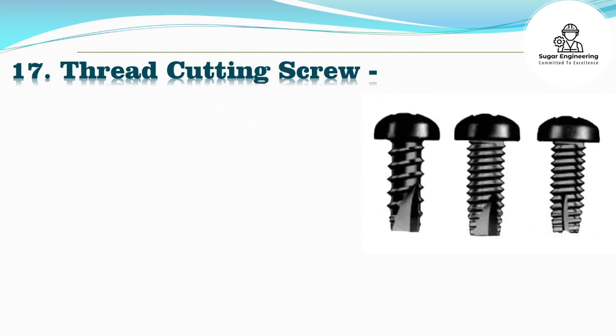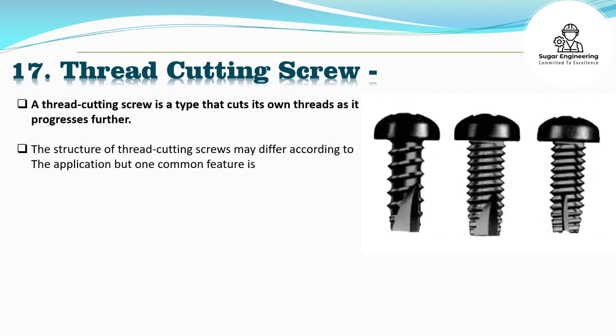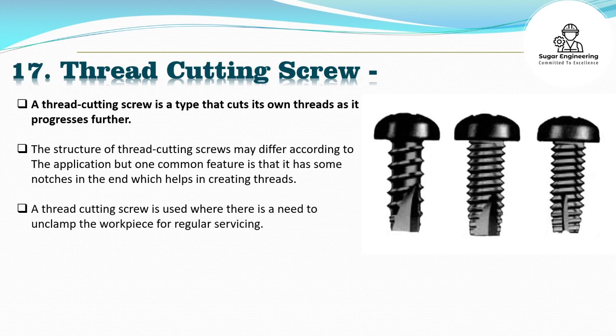17. Thread cutting screw. A thread cutting screw is a type that cuts its own threads as it progresses further. The structure of thread cutting screws may differ according to the application, but one common feature is that it has some notches in the end which helps in creating threads. A thread cutting screw is used where there is a need to unclamp the workpiece for regular servicing.